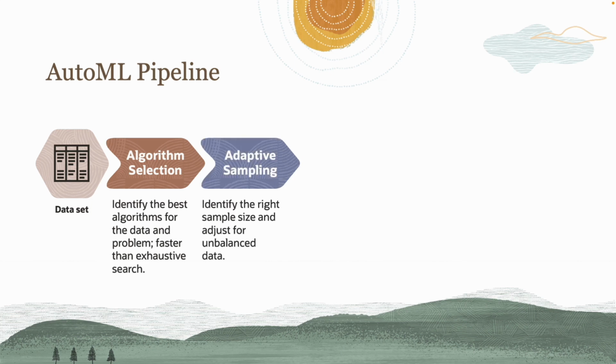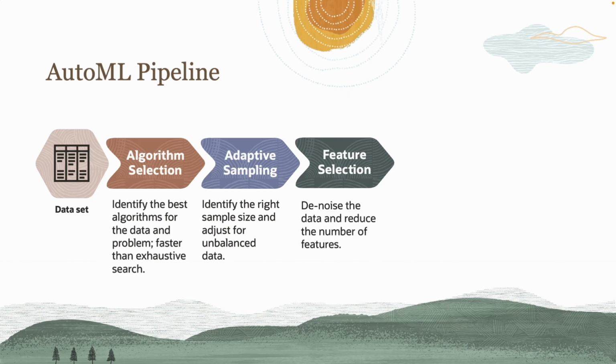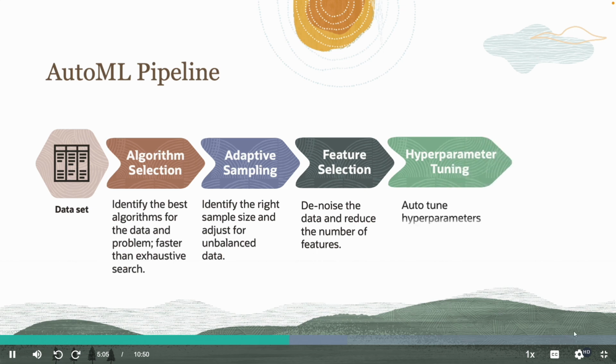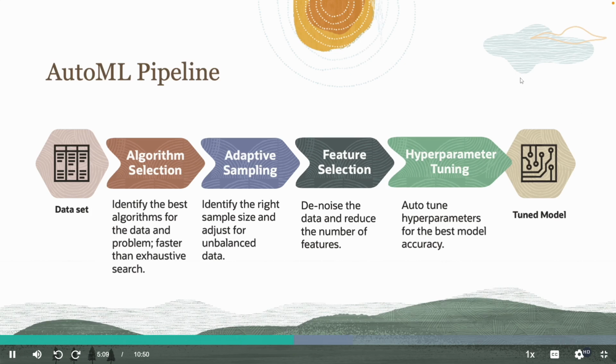Adaptive sampling identifies the right sample size and adjusts for unbalanced data. Feature selection denoises the data and reduces the number of features. And finally, model tuning auto-tunes hyperparameters for the best model accuracy. Let's look at each of these in more detail.